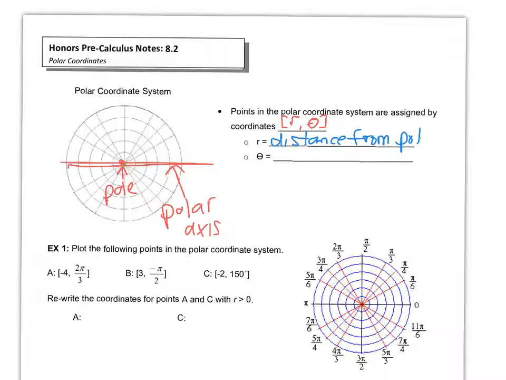And theta is the angle of rotation from the polar axis. So if we're thinking of this being 0 degrees, which makes sense when we think about our unit circle, and I want to plot this point right here, then theta would be whatever angle is formed to open up to get to that point, which in this case looks like it would be about 60 degrees. So theta is the angle of rotation from the polar axis.